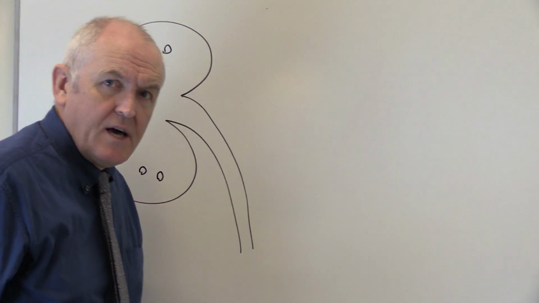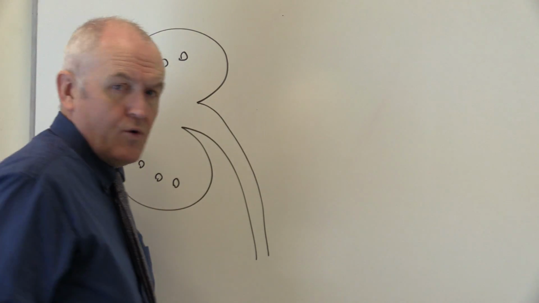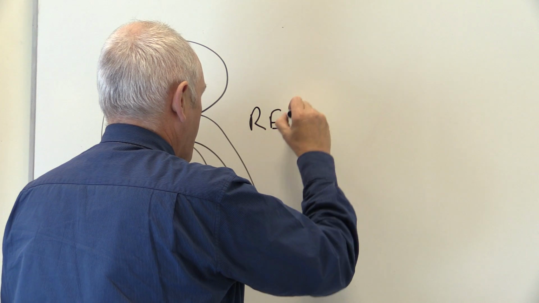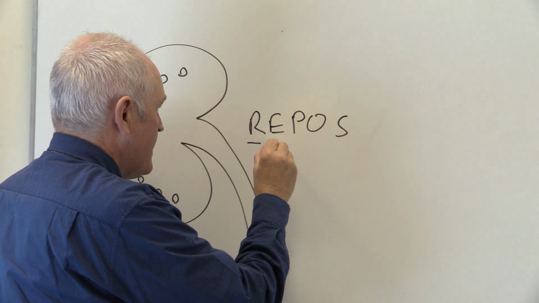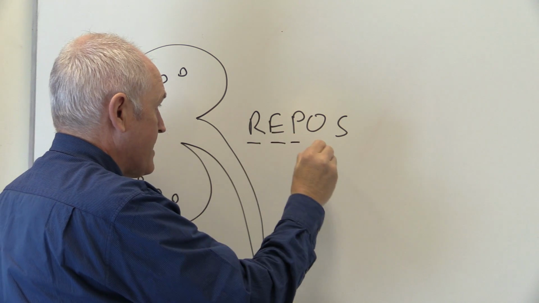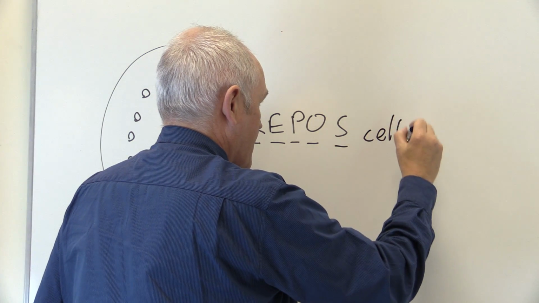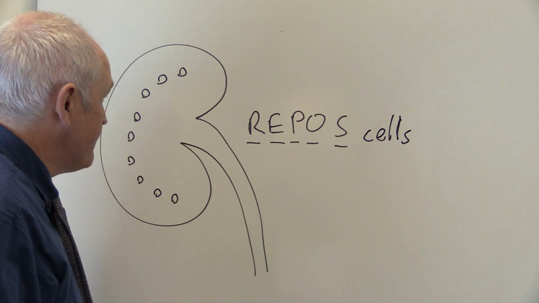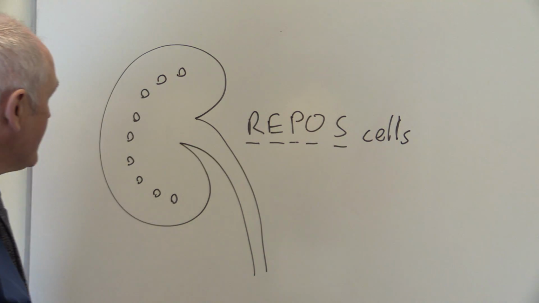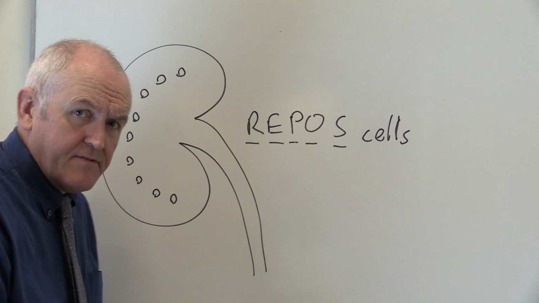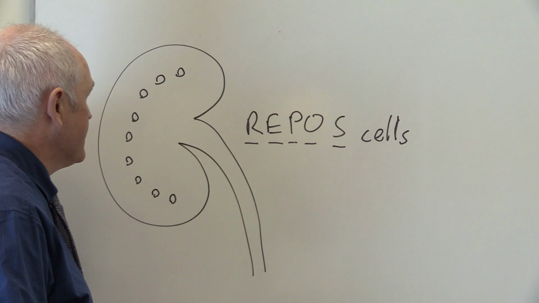there are a group of specialized fibroblast type cells, and these are called REPO cells. Now this stands for renal EPO producing oxygen sensing cells. And this will make a bit more sense in a minute, but renal EPO producing oxygen sensing cells. Now these cells are sensitive to the amount of oxygen in the blood flowing through the kidney.